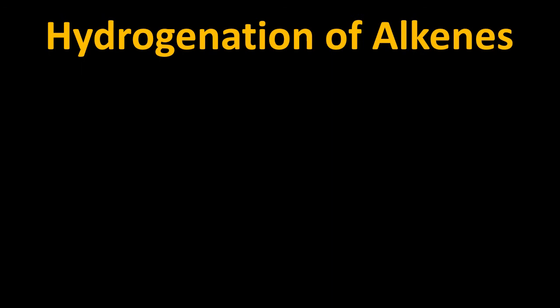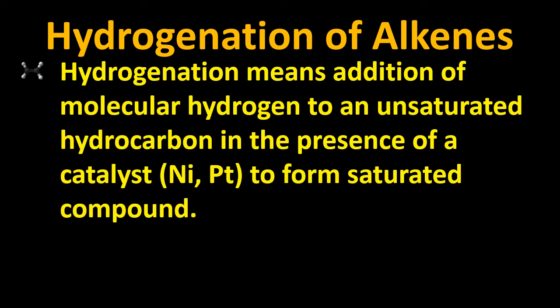Hydrogenation of alkenes. In this reaction, what are we going to do with alkenes? Yes, we will add hydrogen. Hydrogenation means addition of molecular hydrogen to an unsaturated hydrocarbon in the presence of a catalyst, nickel or platinum, to form a saturated compound.